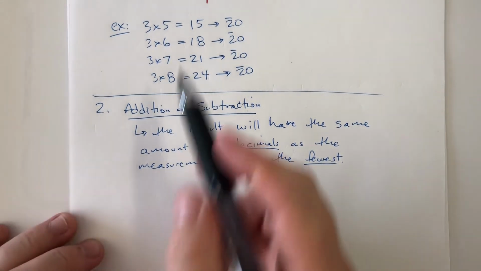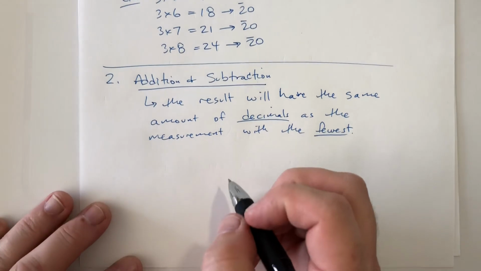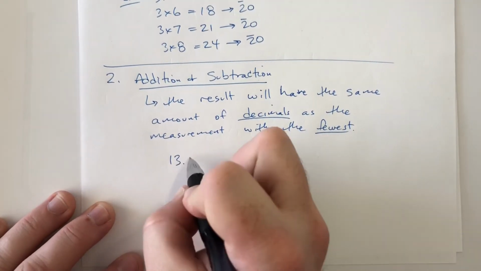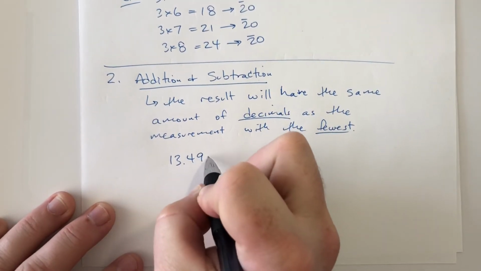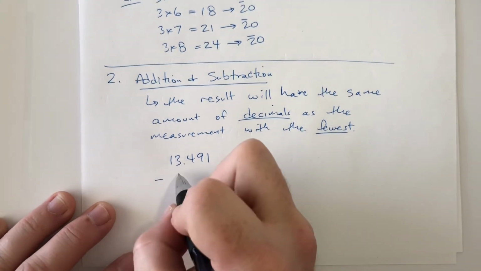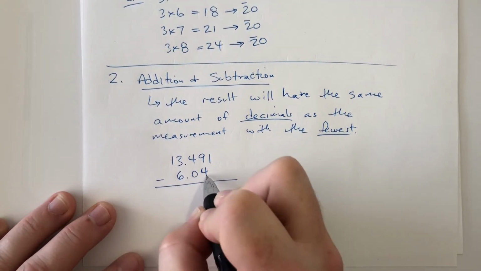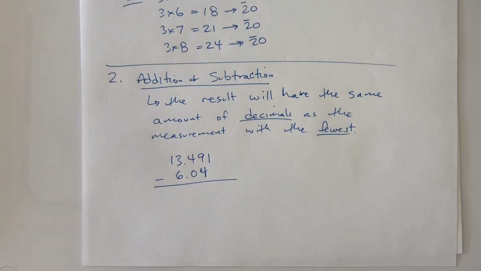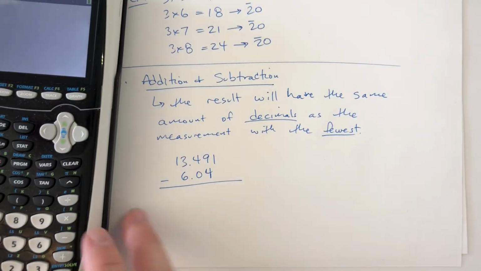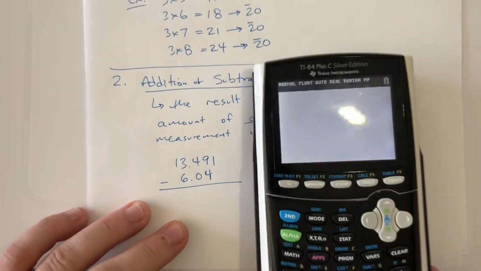So for example, if we took 13.491 minus 6.04. I can't think of a reason that you would have two things that can be added and subtracted that have different numbers of decimals, because typically you use the same instrument, but whatever. So if we plug this in the calculator, I probably should be able to do this in my head, but you know, I'm tired. I'm blaming COVID.